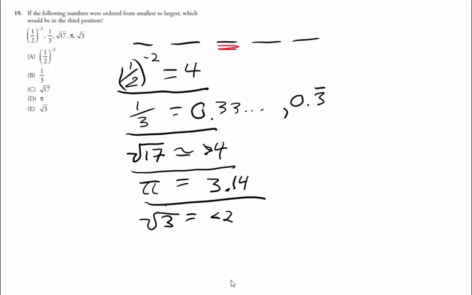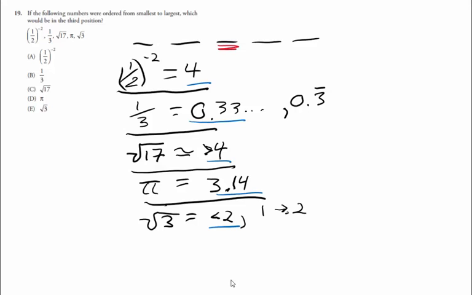So this is somewhere between 1 and 2, probably more towards this side, but it's still less than 2. Of course we could calculate this if we needed it, but the key information is here.